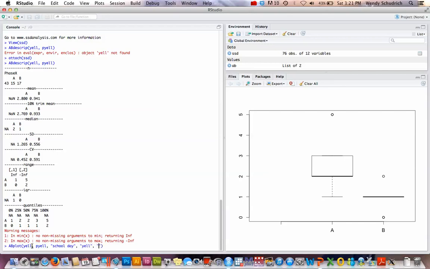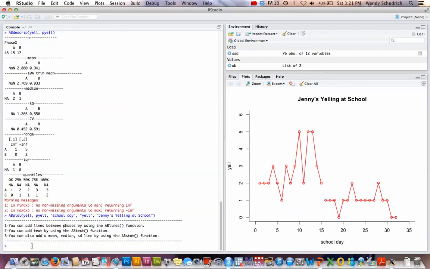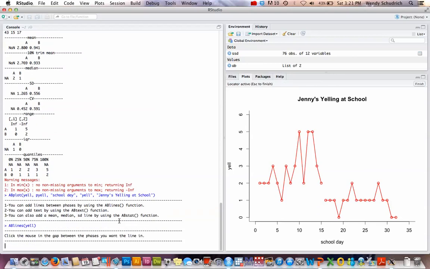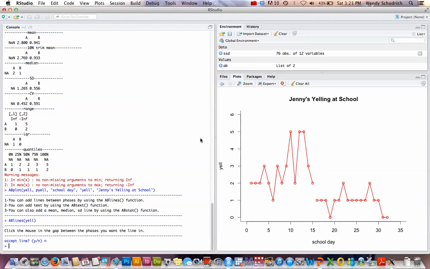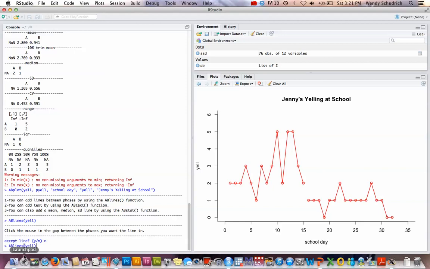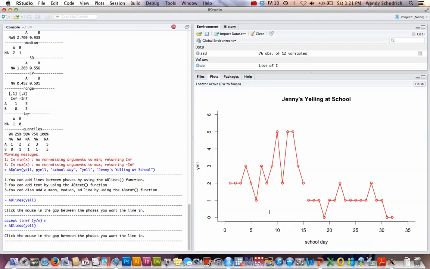And then she's going to put a line between the phases, between the A and B phase, to denote when the baseline ends and the intervention begins. And she's using the AB lines command, and now you can see the line, and she's accepting that line. Or she didn't accept it, she thought it was problematic, so she's going to do it again. She just selected no, and she'll do it again, and now she has a perfect line.